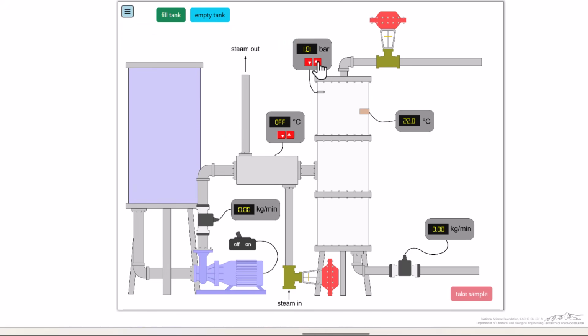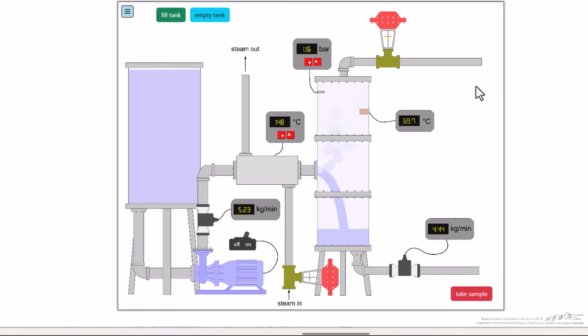We can select a pressure for the tank. We can select the temperature of the feed. And the idea is we have steam that's going to heat that feed up to this temperature. Then we turn on the feed pump. We allow the system to reach steady state, so it takes a little bit of time to do so.